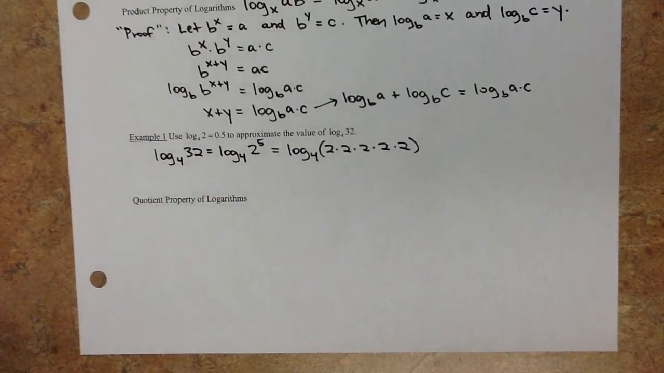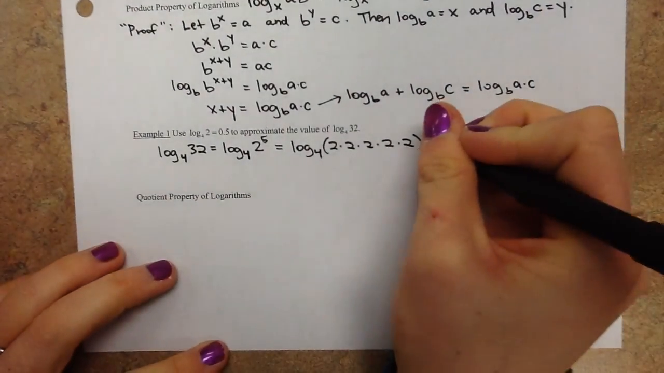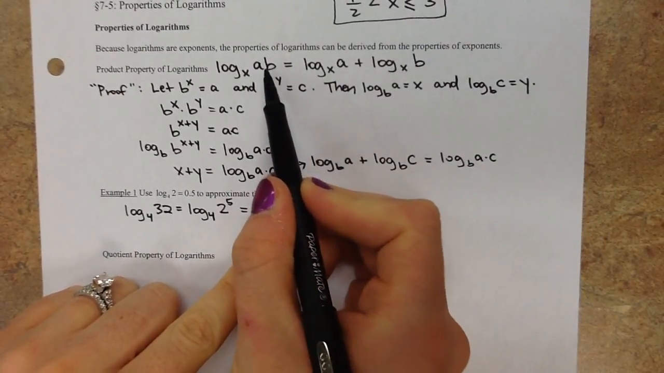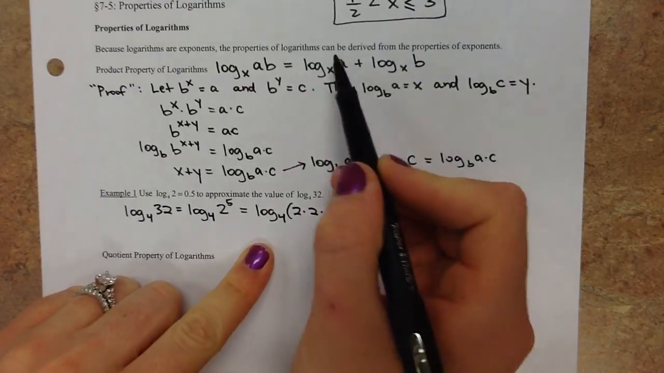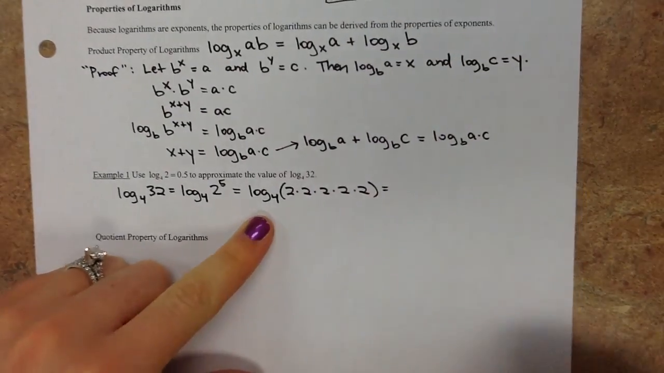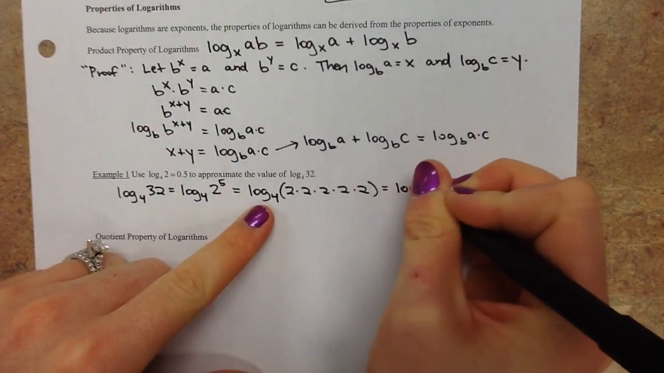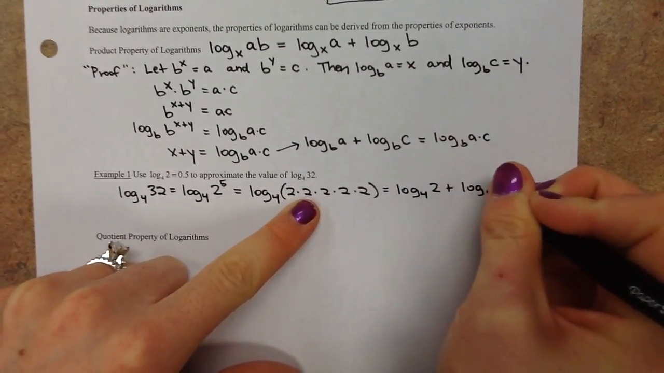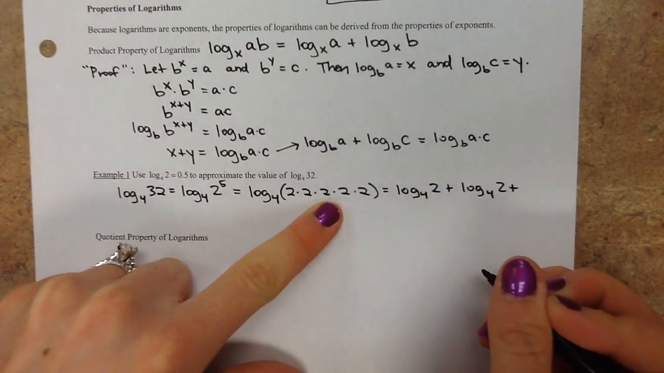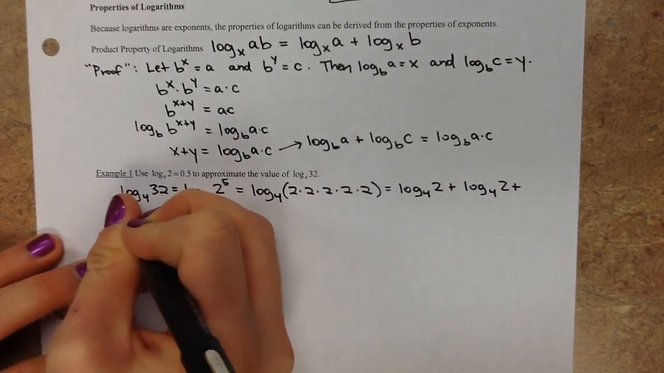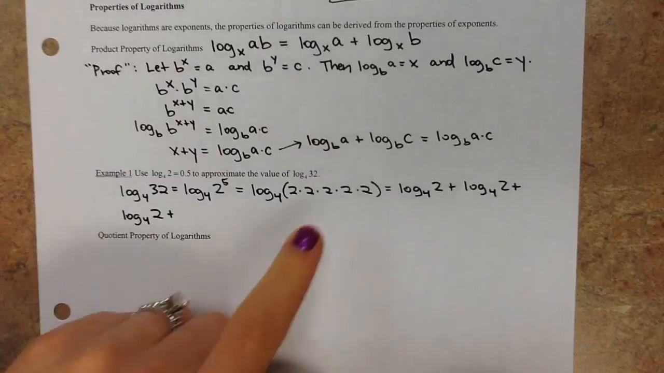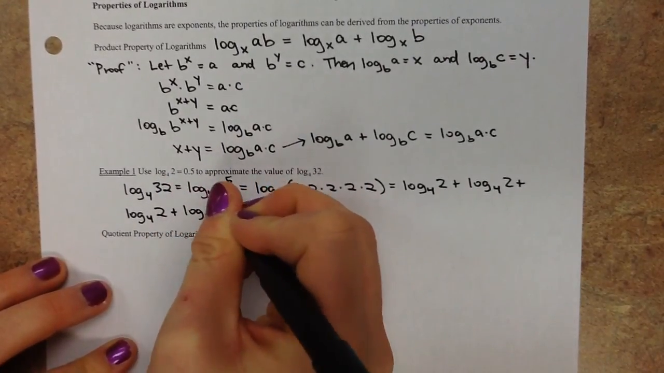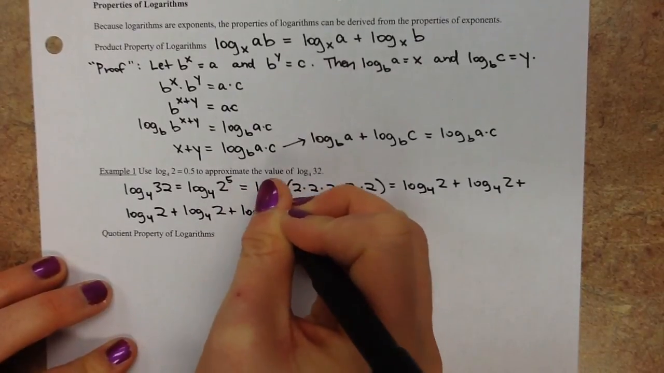So if we can write it out like that, what that means is that we can use this property right here. If you've got a product on the inside, which we do right here, we have 5 of them, you can split them up into different pieces and add them together. So we can do log base 4 of 2 plus the next one, log base 4 of 2 plus the next one, log base 4 of 2 plus, and now we've got 3 of them, 2 more. Log base 4 of 2 plus log base 4 of 2.